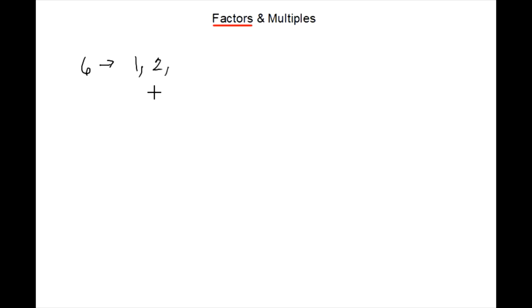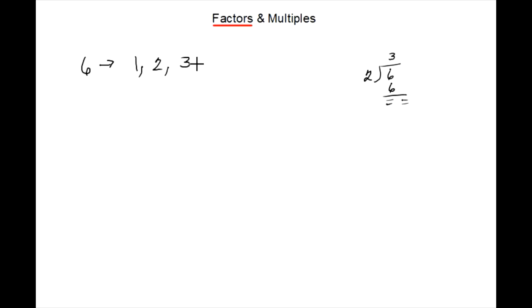2 is a factor of 6. How do I know that? Because if I divide 6 by 2, I get a remainder of 0. How do I know that part? Well, 2 into 6 is 3. 3 times 2 is 6, and there is no remainder.